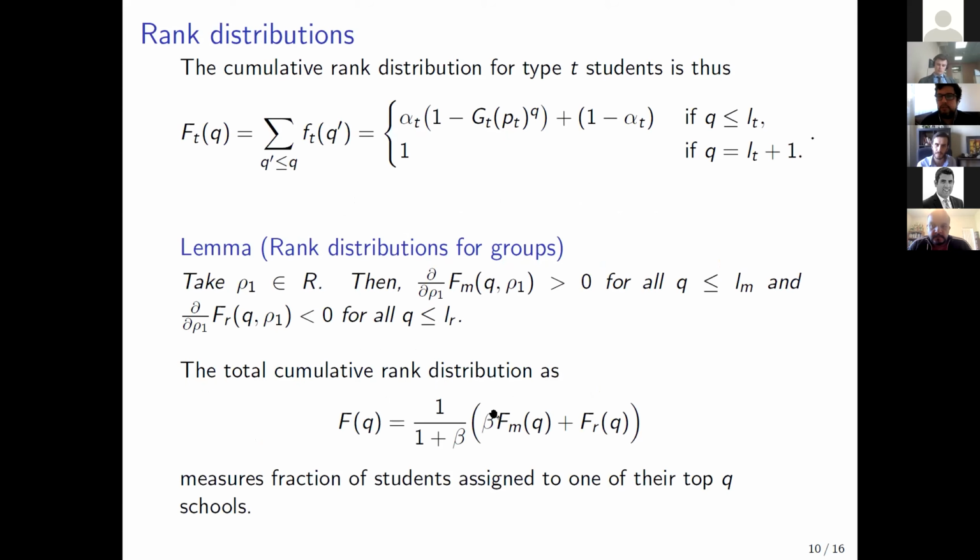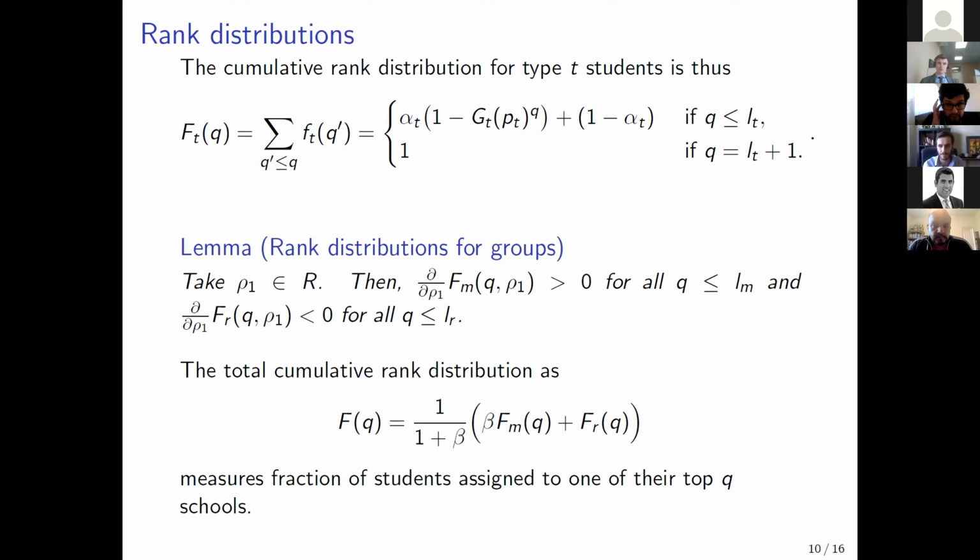So let me just briefly mention some results about the rank distributions. We compute the cumulative rank distribution for type D students as the total number for each Q. This is the total number of students that get one of their top Q schools. And the result here is the obvious one, that whenever we increase minority reserves, minority students are going to be better off. They're going to be assigned to more top schools, and regular students are going to be worse off. The rank distribution is going to be putting more weight on a low-ranked school. So that is the impact of minority reserves on each group.